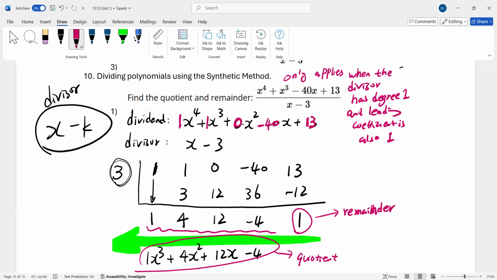And another thing I want to ask you to do is this. Okay, let's do some work here. If I let something extra, which has nothing to do with the synthetic method, if we let f of x be the dividend, x to the power 4th plus x cubed minus 40x plus 13, can you help me to find out what is f of 3? You have a calculator? Yeah. Could you help me to find out what is f of 3?